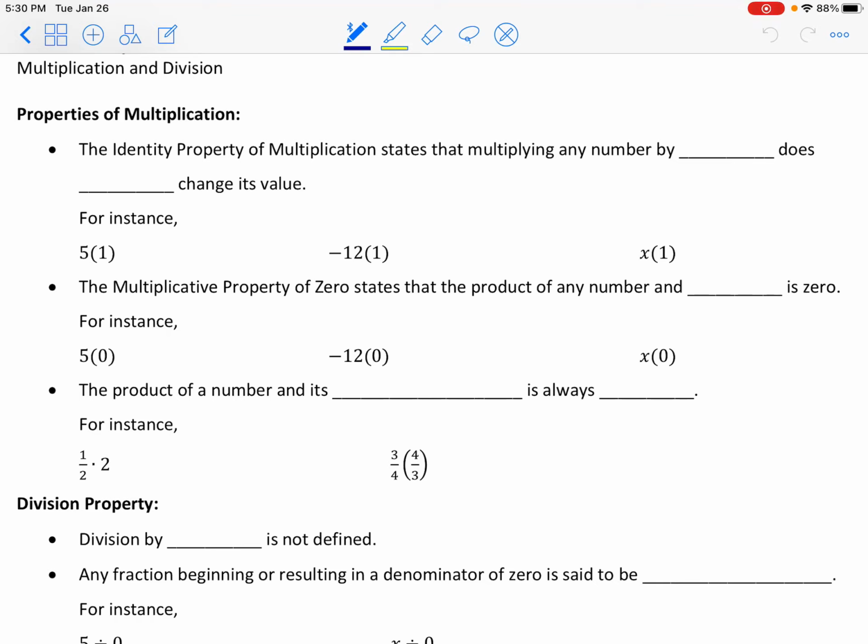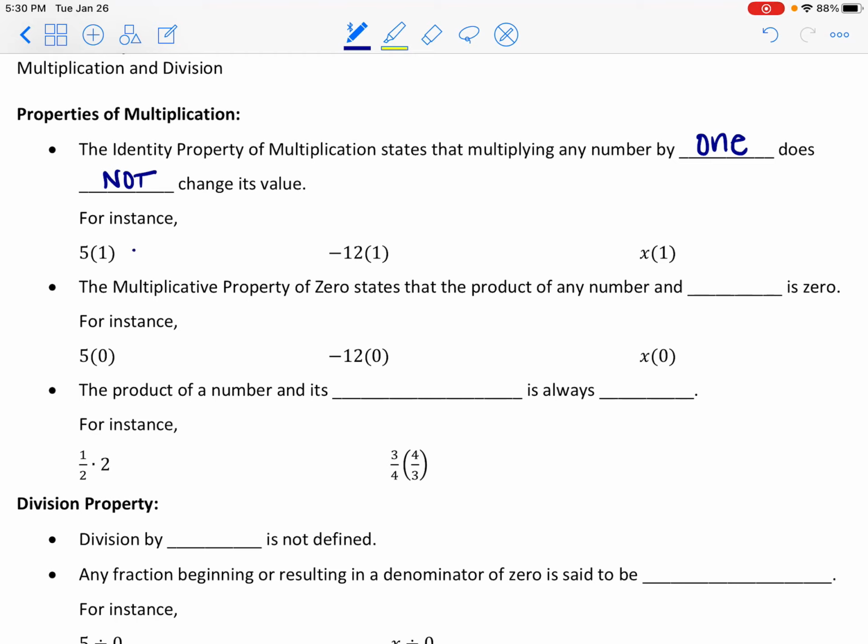So first off, we have what we call the identity property of multiplication. An identity property means you're doing something to a number and not changing it so that you get back the number itself. It maintains its identity. And with multiplication, the only number you can multiply by without changing a number's value is 1. So the identity property of multiplication states that multiplying any number by 1 does not change its value.